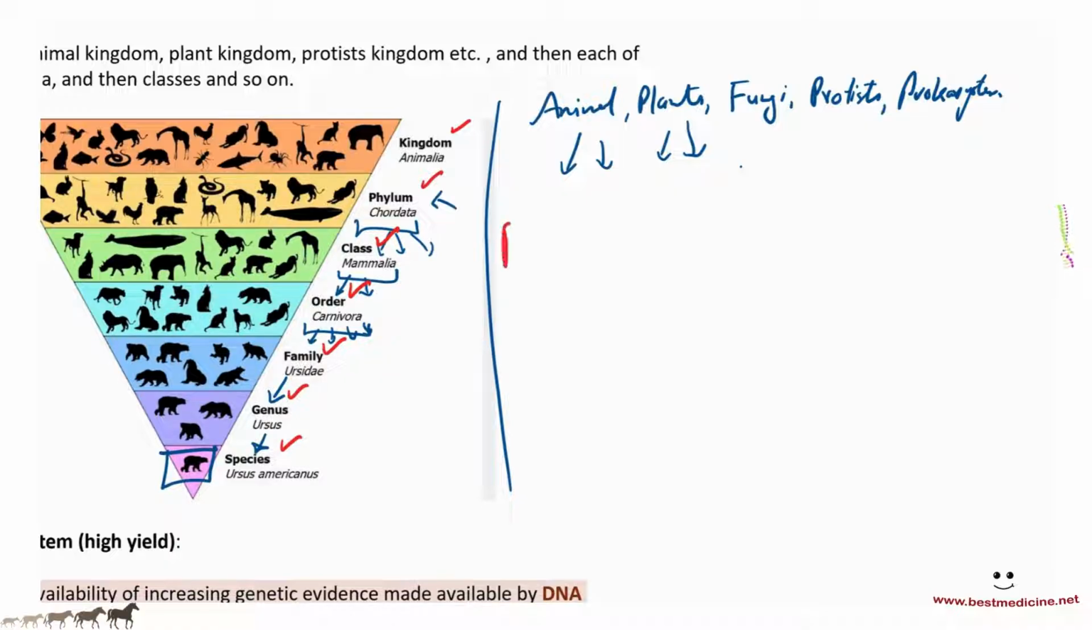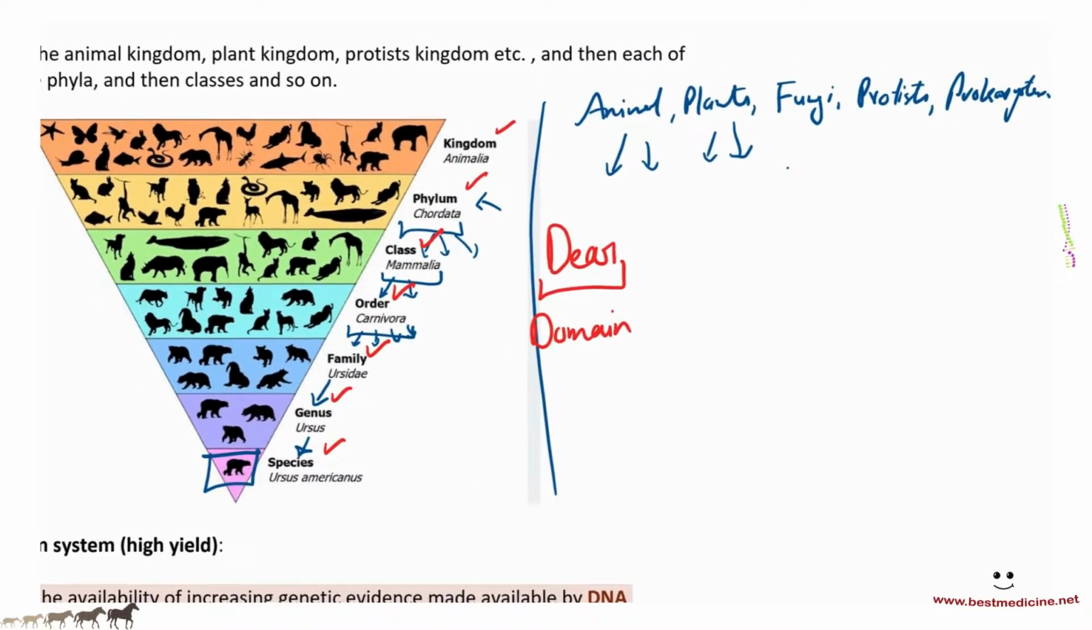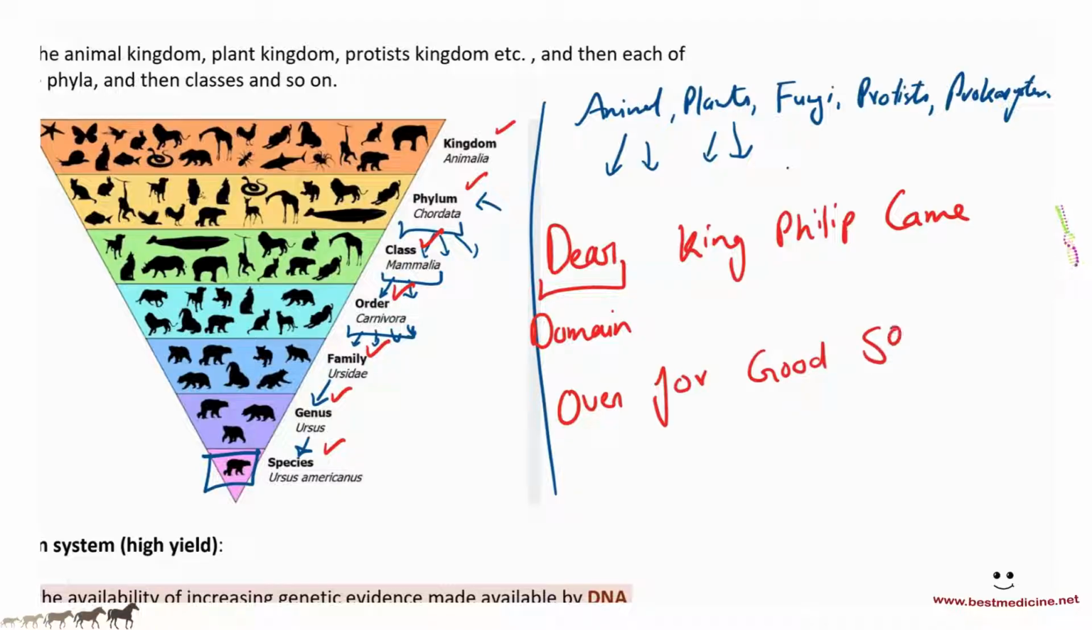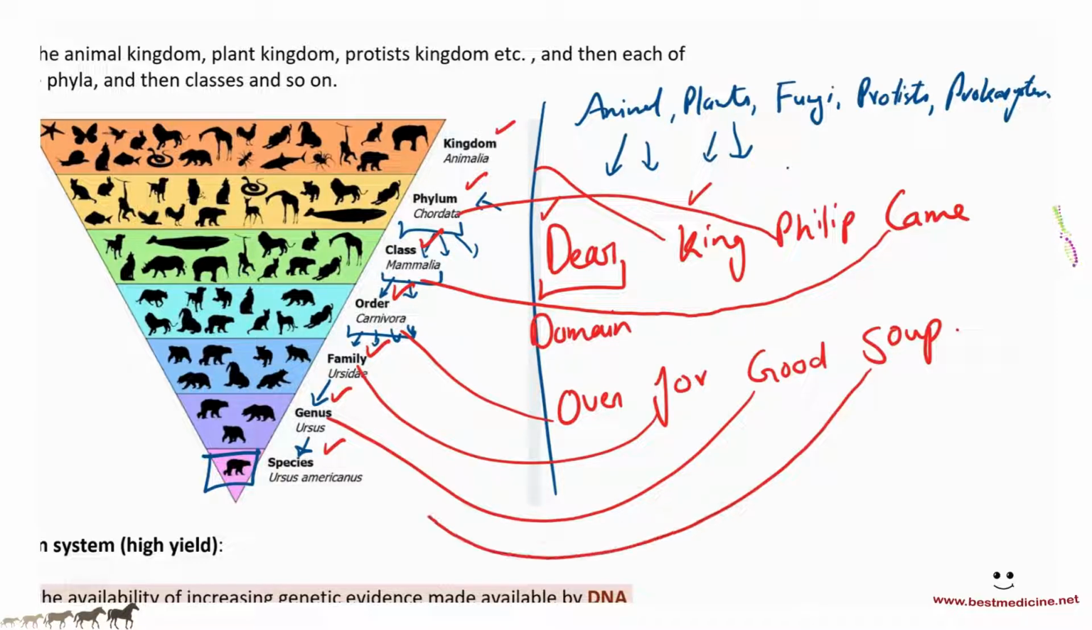So the order is, you start with D for domain, but we're going to talk about this in a bit. Domain does not apply to the Linnean classification system. It's going to be related to the 3-domain classification that we're going to do in a bit. Dear King Philip came over for good soup. Okay? So D for domain, K for kingdom, right? P for phylum, C for class, O for order, F for family, G for genus, and S for species.